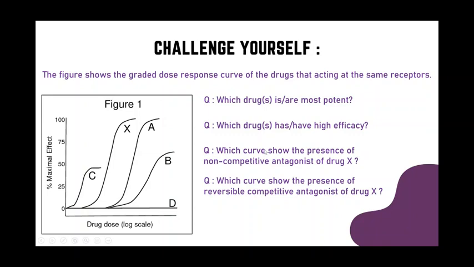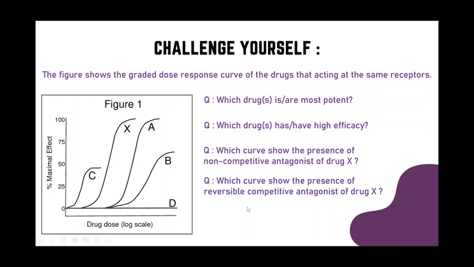Which curve shows the presence of non-competitive antagonists of drug X? This means that drug X is an agonist. The presence of the non-competitive antagonist will cause the drug effect to go downward from the maximum effect. The B curve and the C curve show the presence of the non-competitive antagonist of drug X.